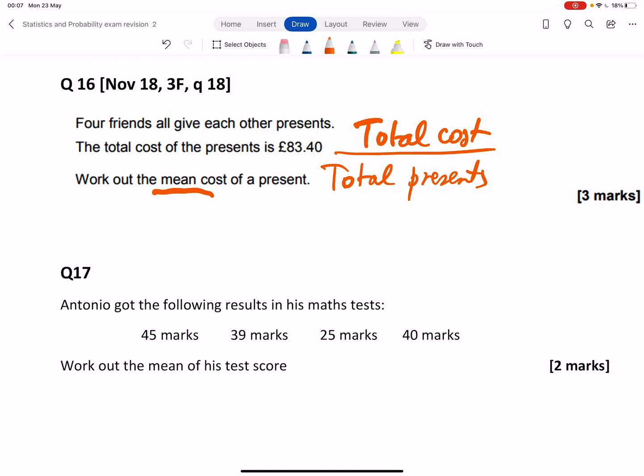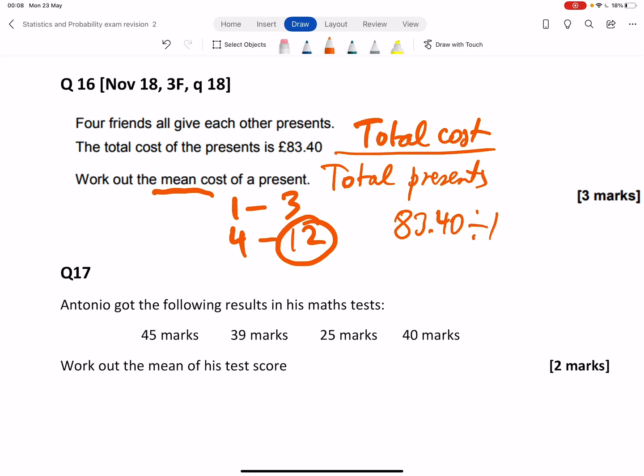At first glance, it looks like there are 4 presents, but it's not, because they're giving presents to each other. So 4 friends all give presents to each other. Each person gives 3 presents to the other 3 friends, and we've got 4 people. That's going to be 4 times 3, 12. So we've got 12 presents here. So that's what we're dividing £83.40 by.